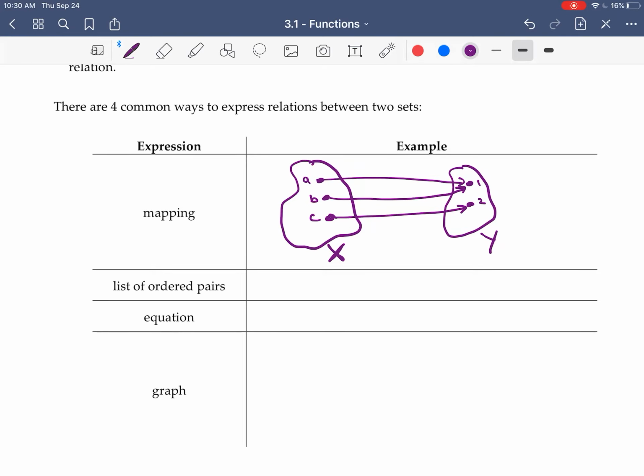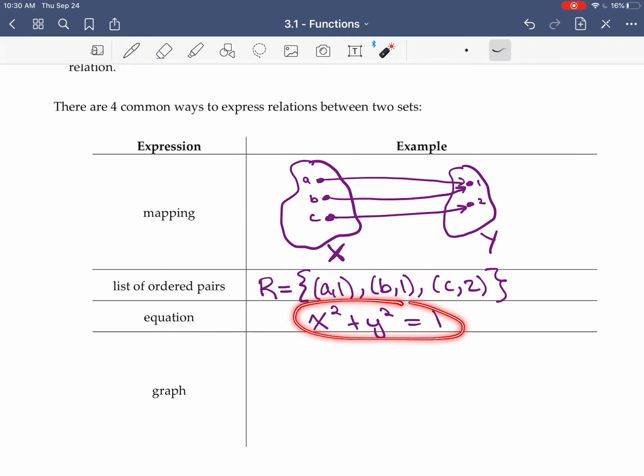You could also write this as a list of ordered pairs. If I'm talking about the relation R, for the one above I would have A paired with the number 1, B also paired with the number 1, and C paired with the number 2. So I could write that relation out as a set of ordered pairs. I can't really make an equation for this one, but you could use an equation in general. For instance, one that we've seen would be an equation like this. The list of ordered pairs is all of the points that satisfy this equation, and remember that they look like ordered pairs as well.